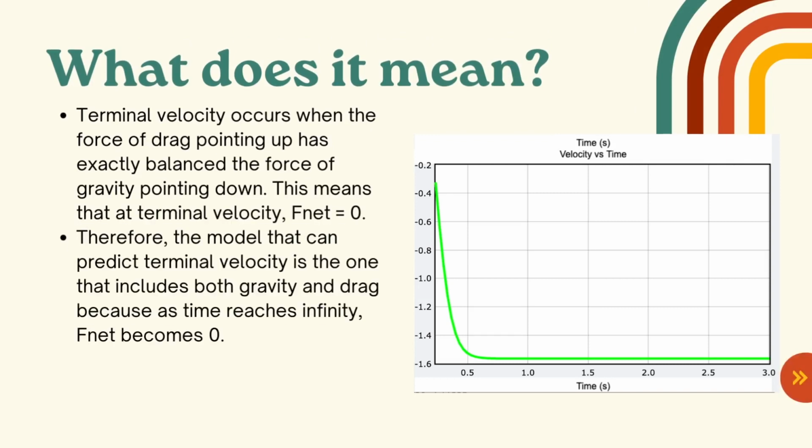Terminal velocity occurs when the force of drag pointing up has exactly balanced the force of gravity pointing down. This means that at terminal velocity, F net equals 0. Therefore, the model that can predict terminal velocity is the one that includes both gravity and drag, because as time reaches infinity, F net becomes 0. And when F net becomes 0, velocity won't change, which means it is at terminal velocity, seen here.